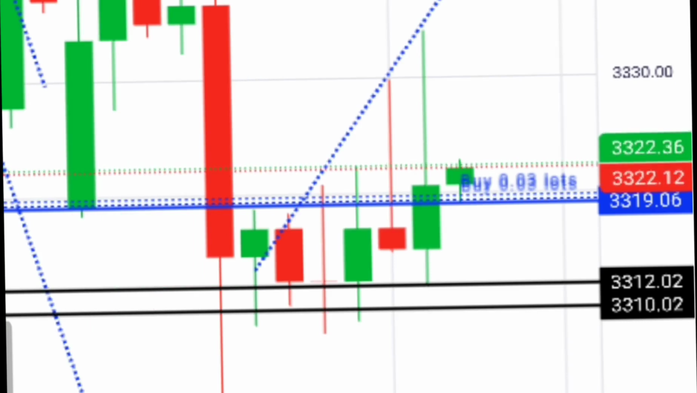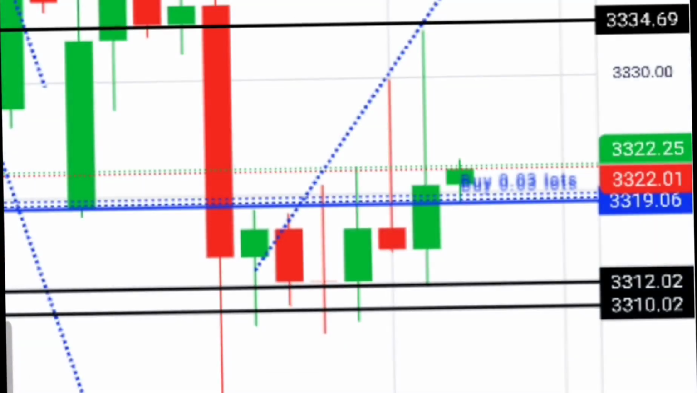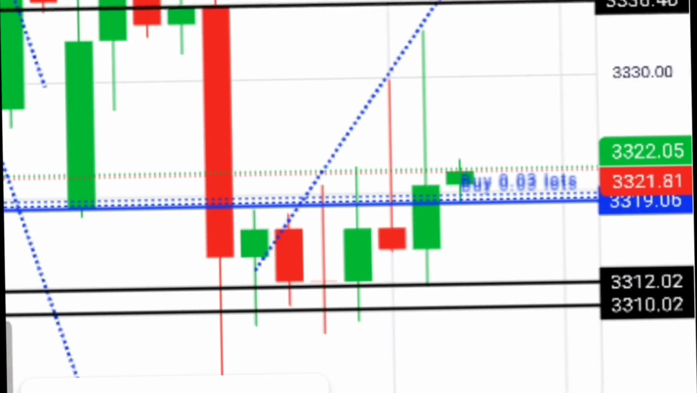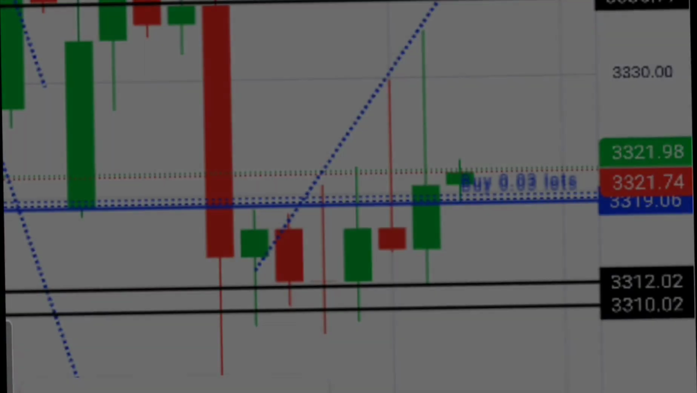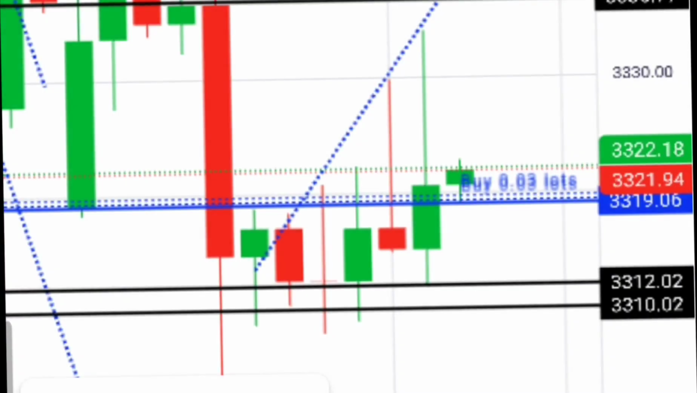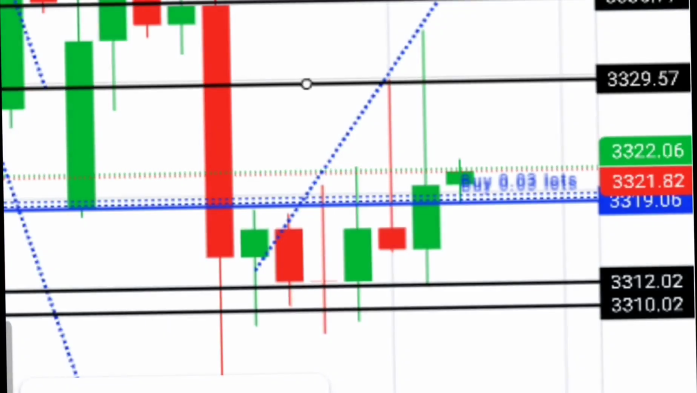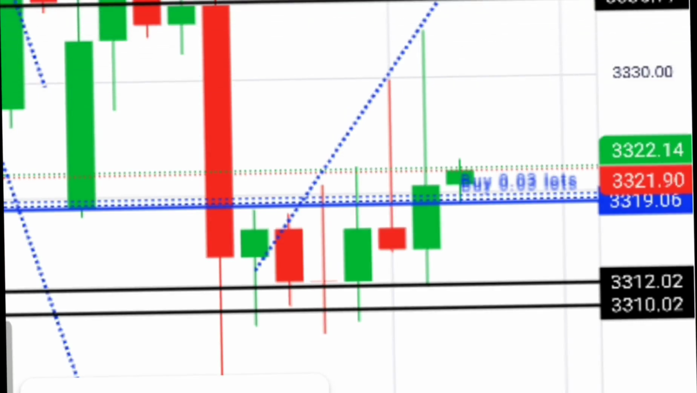We have our take profits, we have our stop loss. Our take profit is meant to be here. No, not there. Yes, our take profit is meant to be here. So what we are going to do is we will likely have take profit 1, take profit 2. Our take profit is meant to be at that particular point.